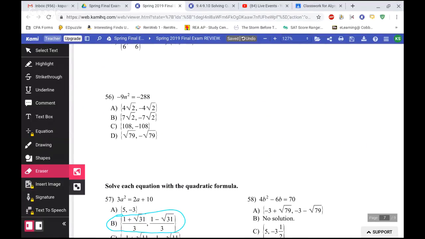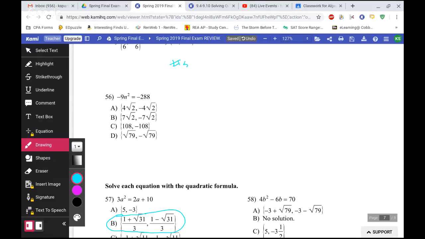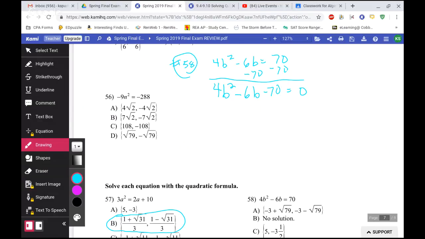So I'm going to write number 58 up here, to give myself a little bit more room. All right, so we start with 4b squared minus 6b equals 70. In order to get it in standard form, I'm going to subtract 70 from both sides. So I have 4b squared minus 6b minus 70 equals 0.